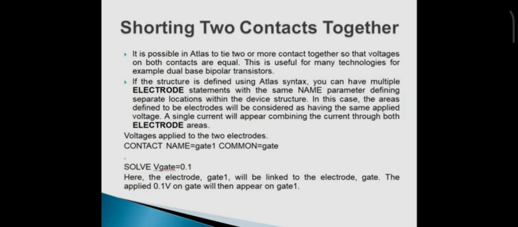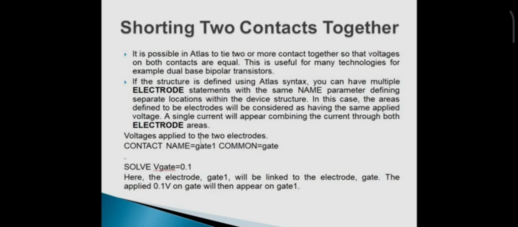Shorting two contacts together. It is possible in Atlas to tie two or more contacts together so that the voltage on both contacts is equal. This is useful for many technologies, for example the dual base bipolar transistor. If the structure is defined using Atlas syntax, you can have multiple electrode statements with the same name parameter defining separate locations within the device structure. In this case, the areas defined as the electrode will be considered as having the same applied voltage. A single current will appear, combining the current coming from both electrode areas.